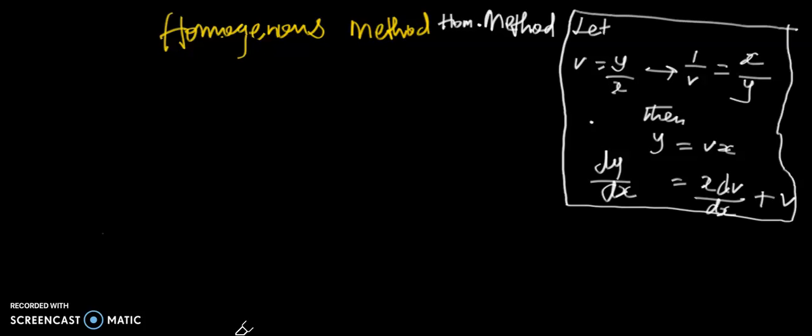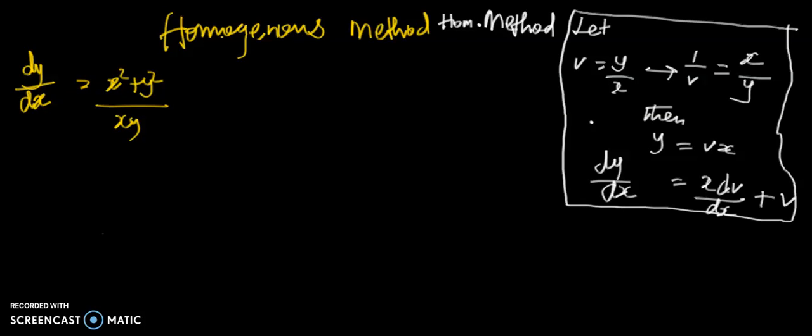Our step 1, let me rewrite the original function. The original function is dy over dx, which is equal to x squared plus y squared divided by xy. Now that we have proven that this is indeed homogeneous, what is the first step?